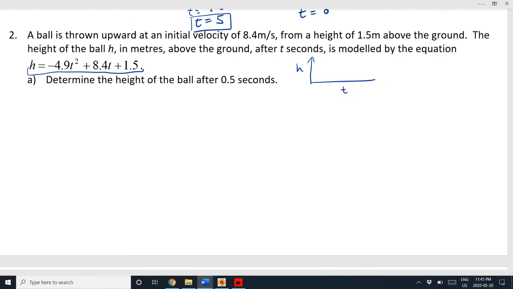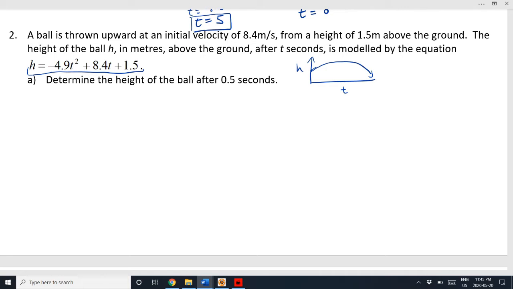And we know the ball is thrown from an initial height of 1.5 meters. So when t is equal to 0, we know the height of the ball is 1.5 meters, and the a value is negative, so we know it's opening downwards as well. So it's going to be very similar. We just don't know the same information as before.